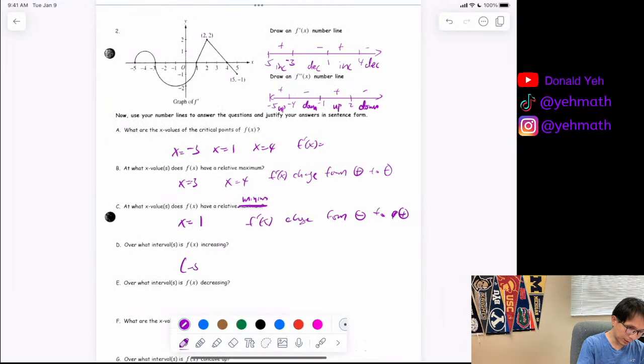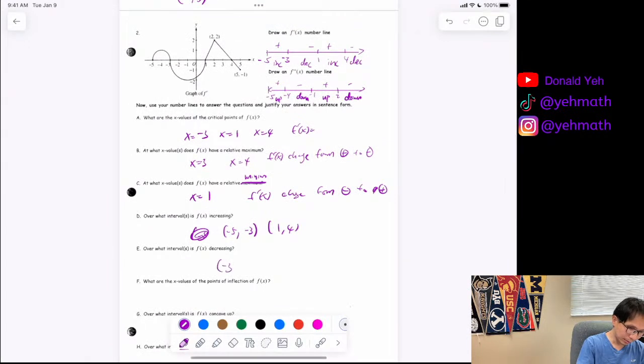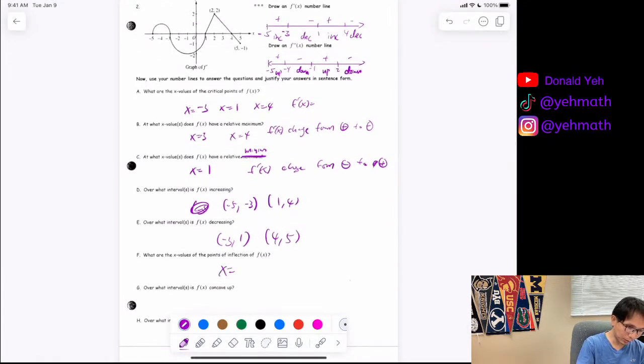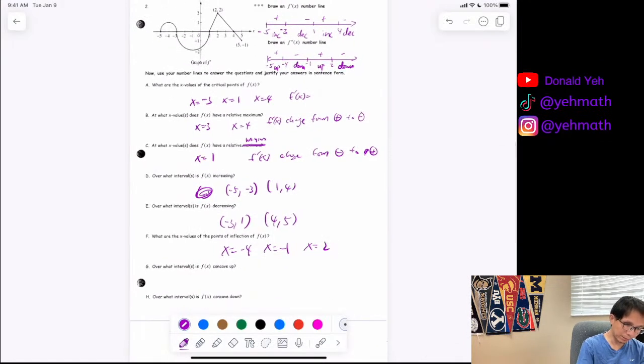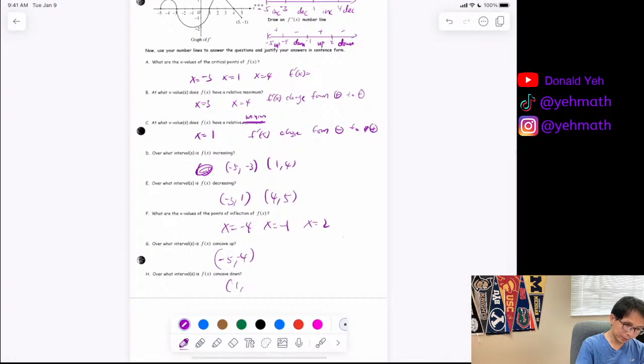Increasing is going to be -5 to -3, and then 1 to 4. Decreasing is going to be what? -3 to 1, and 4 to 5, I think. Point of inflection is going to be x equal to -4, -1, and x equal to 2. It still has a sign change. It does not matter if differentiable or not. Concave down, concave up is going to be -5 to -4, and from 1 to 2. No, sorry. Concave up is going to be from -1 to 2, and concave down is going to be -4 to -1, and then 2 to 5.